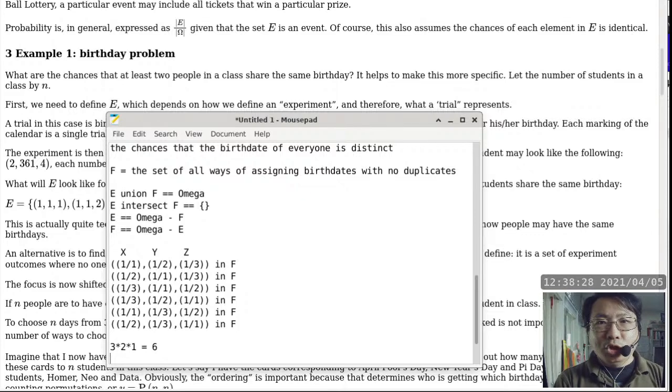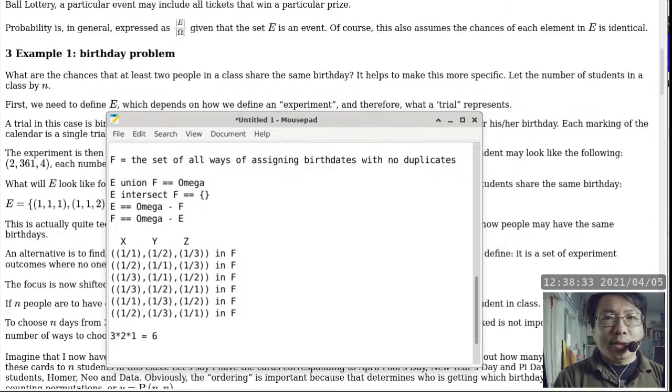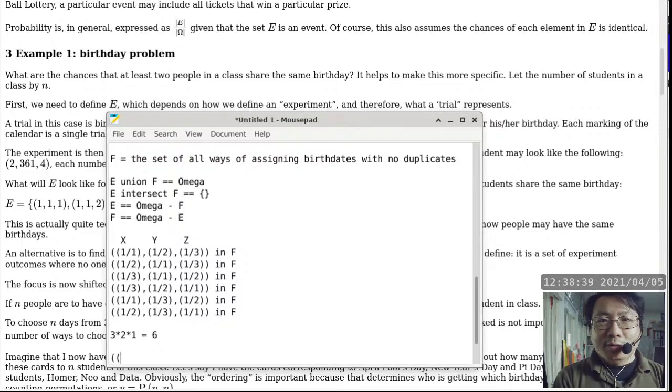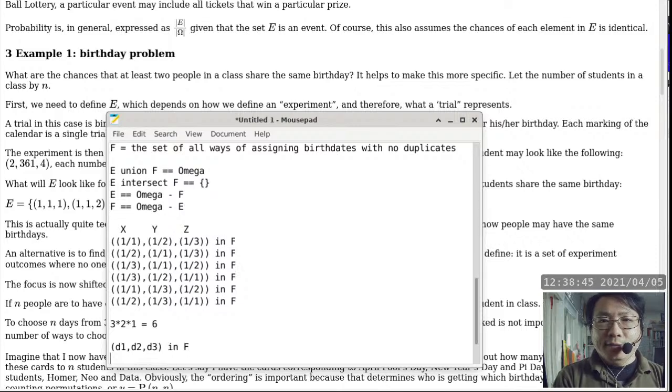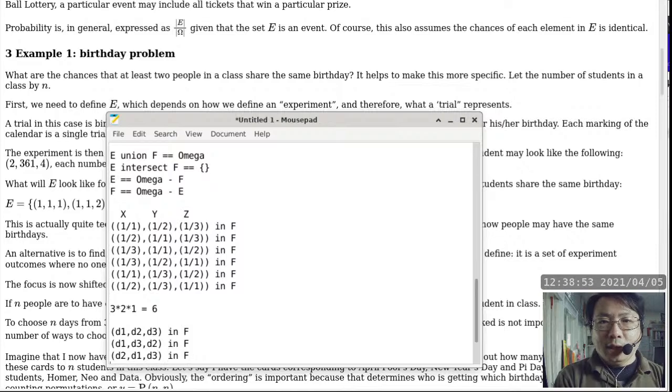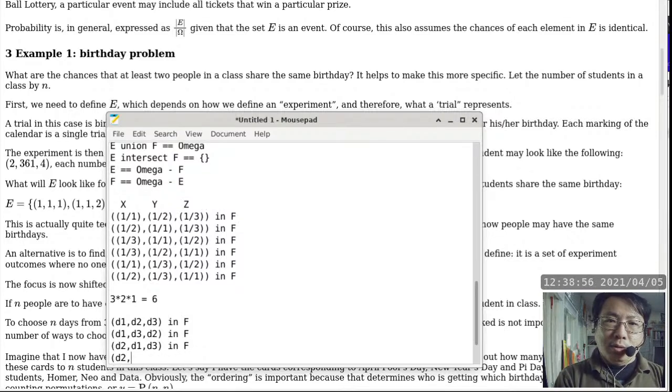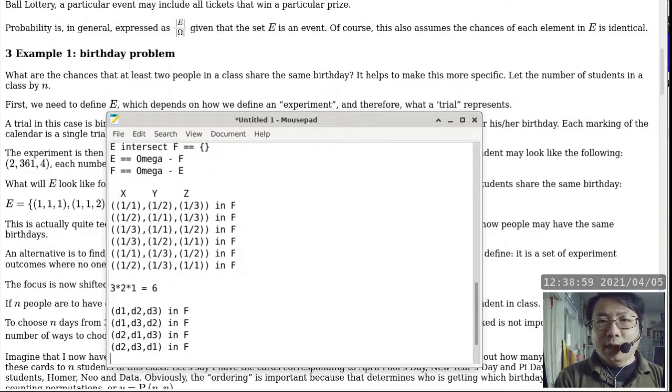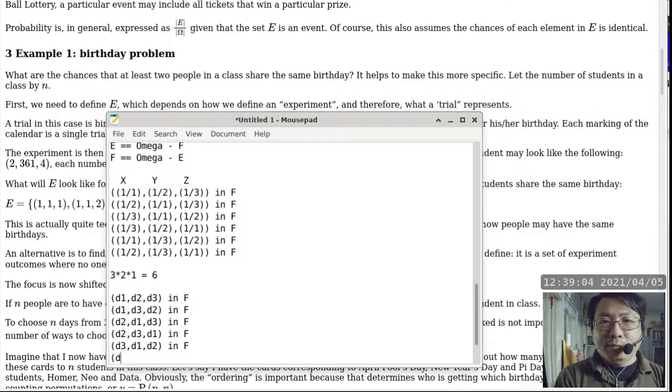So don't think about January 1st, January 2nd, and January 3rd anymore. Think about these 3 dates as D1, D2, and D3. So we have D1, D2, D3 in F. We have D1, D3, D2 in F. Then D2, D1, D3 in F. And then D2, D3, D1 in F. And then D3, D1, D2 in F. And then D3, D2, D1 in F.